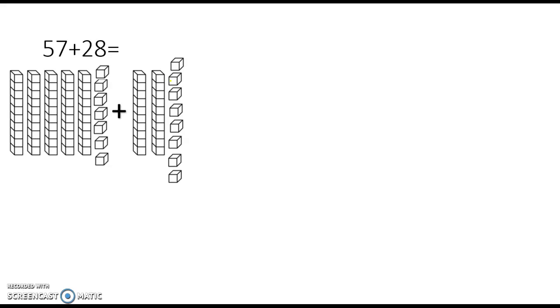So I have 57 plus 28, and I've already put your place value blocks there. So 57, we've got 10, 20, 30, 40, 50, 51, 52, 53, 54, 55, 56, 57, and then we're adding 28. 10, 20, 21, 22, 23, 24, 25, 26, 27, and 28.